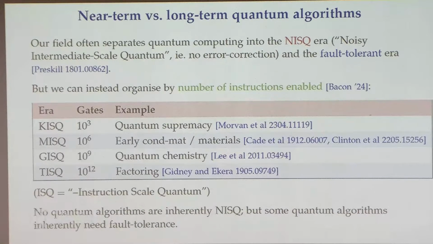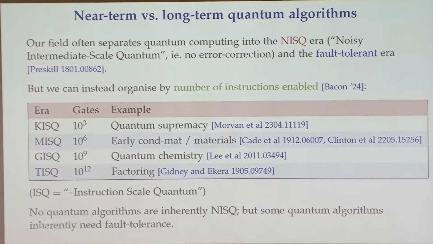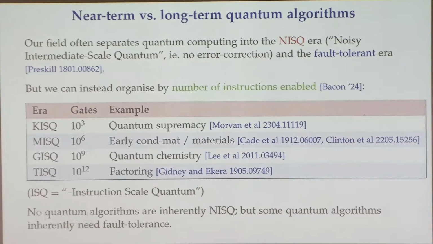However, there are some algorithms which, again, I'm going to claim do inherently need fault tolerance, in the sense that in order to see a speedup, they need to run for a very long time coherently, and it's very difficult to see how to do that without fault tolerance. An example of this is Grover's algorithm applied to a hard combinatorial search problem, where we need a quantum circuit of exponentially long depth in the input size in order to see a significant performance improvement. So algorithms like this do seem to inherently need fault tolerance, but I'm going to claim that algorithms that use a small number of instructions are not inherently NISQ algorithms.